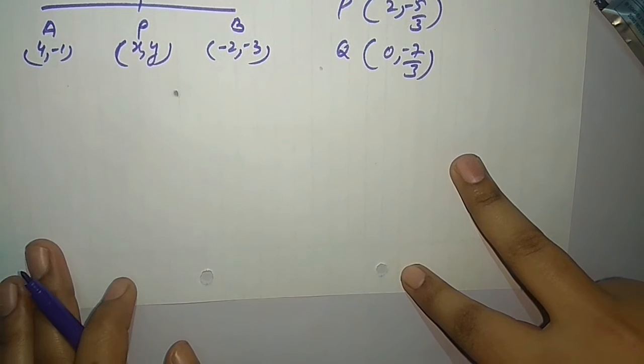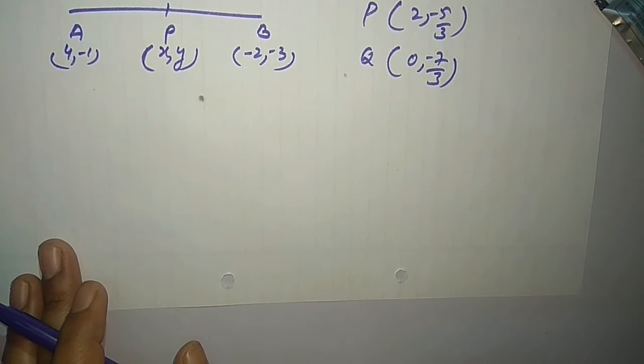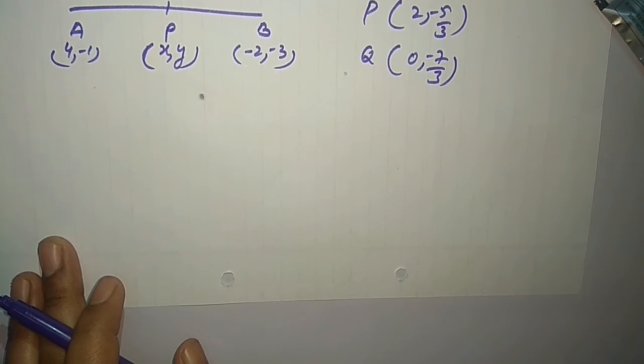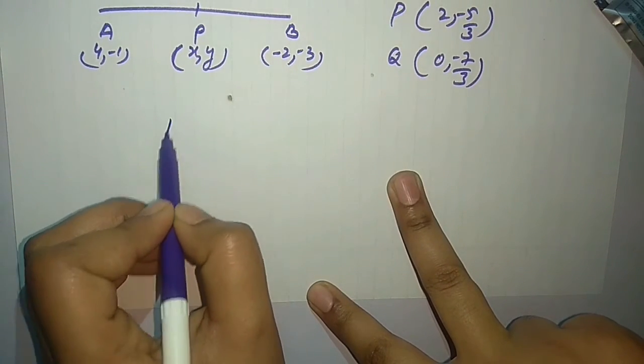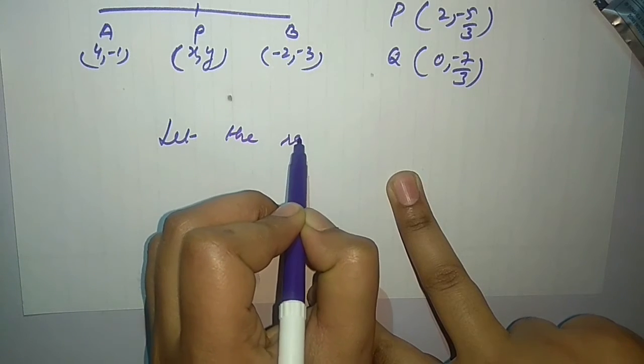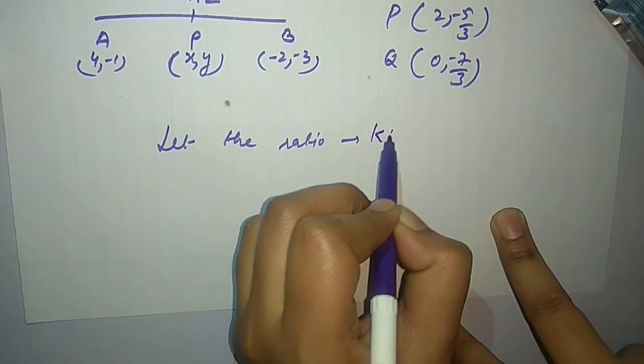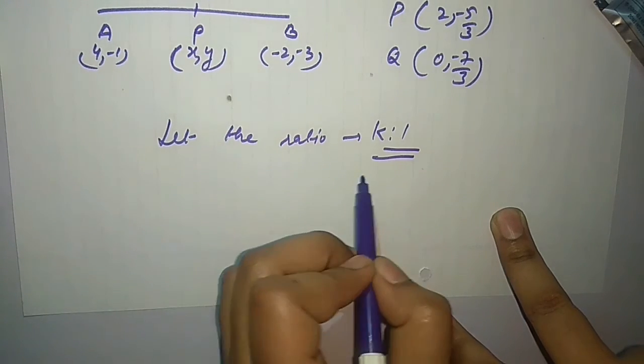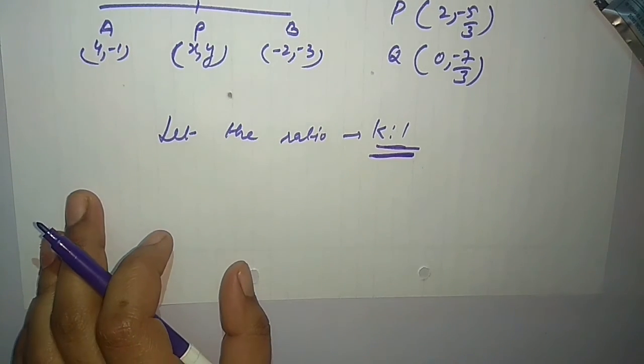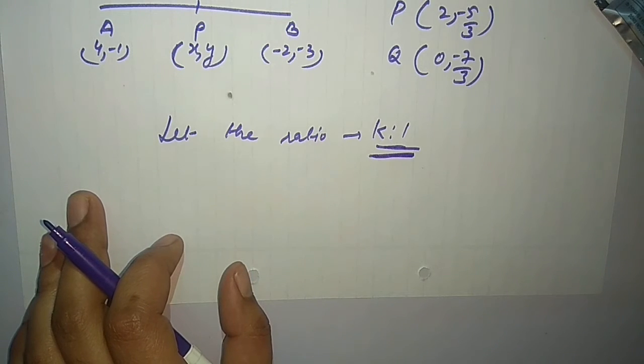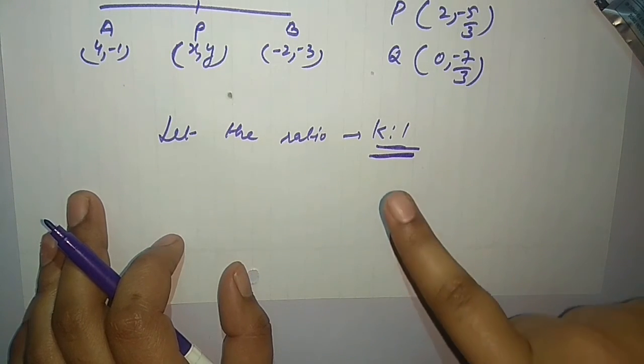Now I want to tell you one more important thing: if in any question you need to find the ratio, like in question number 4, where we have to find the ratio in which the line segment joining the given points is divided, then always let the ratio be k:1. It will help you to solve the question easily. In any question where you have to find the ratio, always let the ratio be k:1.